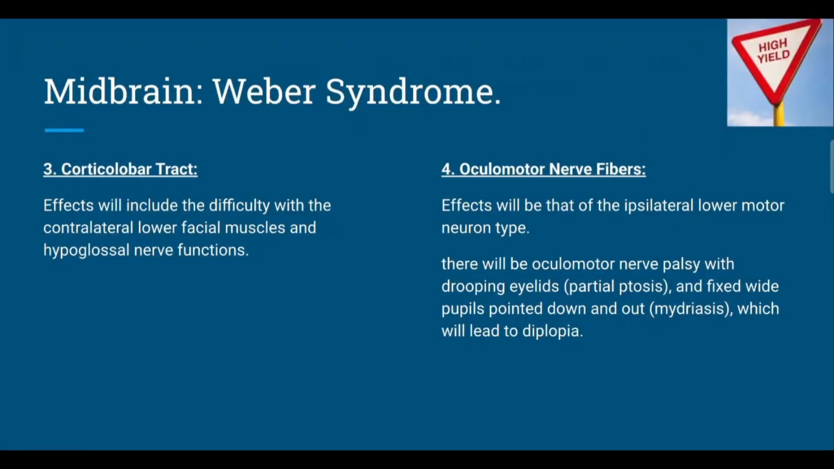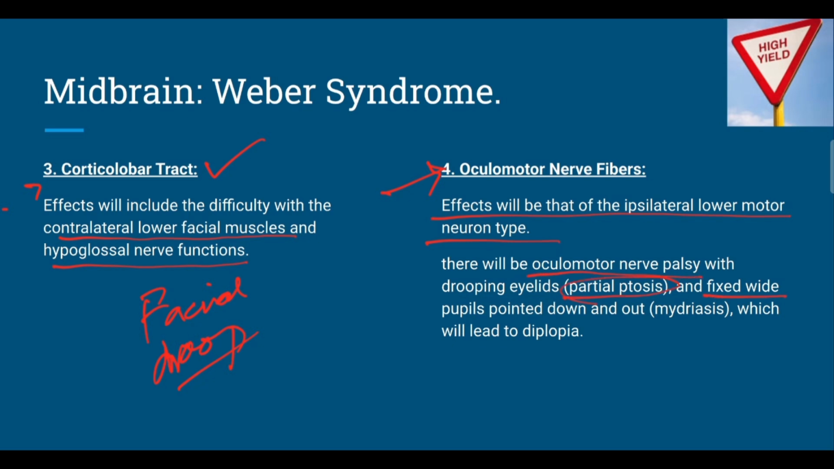Alright, continuing the lineup. The corticobulbar tract, when damaged, causes trouble with contralateral lower facial muscles and hypoglossal nerve function. Think facial droop or tongue deviation on the opposite side. Finally, the oculomotor nerve fibers. Here, the effect is ipsilateral and mimics a lower motor neuron lesion. You will see oculomotor nerve palsy: partial ptosis with a drooping eyelid, mydriasis with a fixed dilated pupil pointing down and out, and diplopia, double vision, because eye movement is off. This ties back to Weber syndrome's signature third nerve palsy. For Step 1, connect these lesions to their arteries and symptoms. It's a classic test trap.